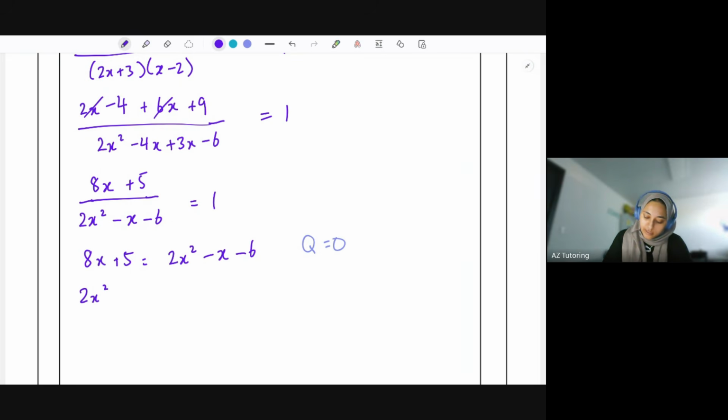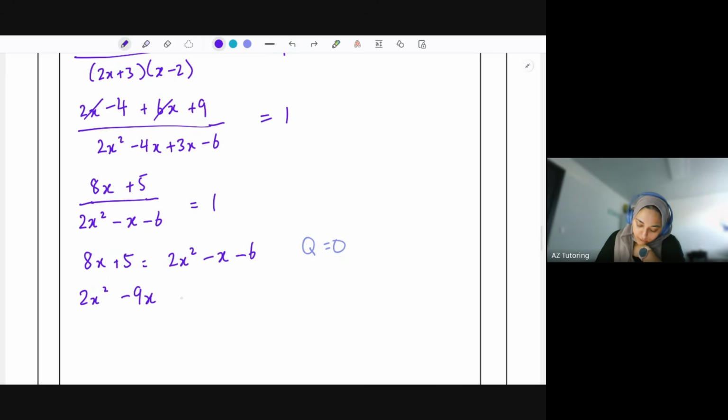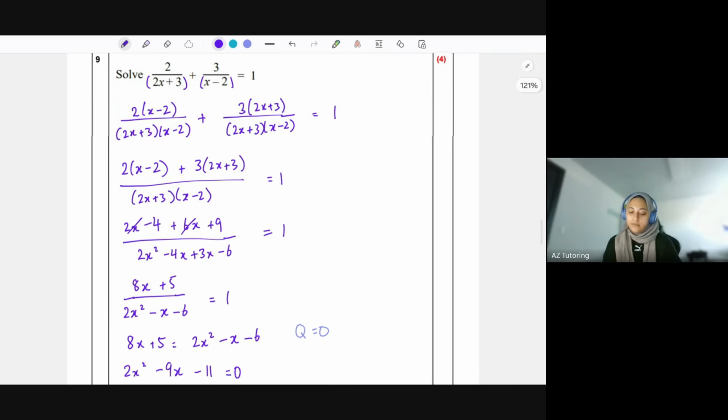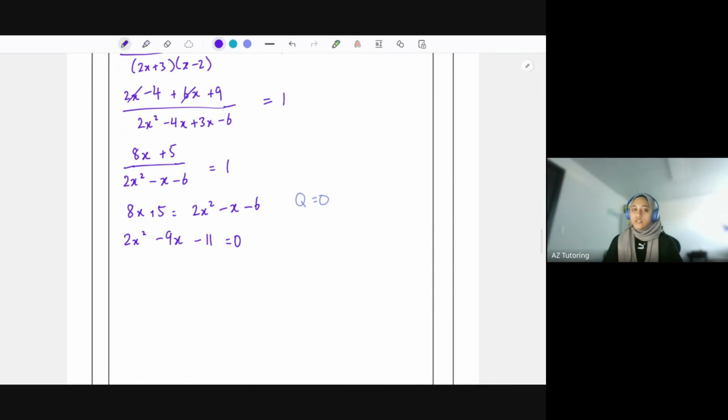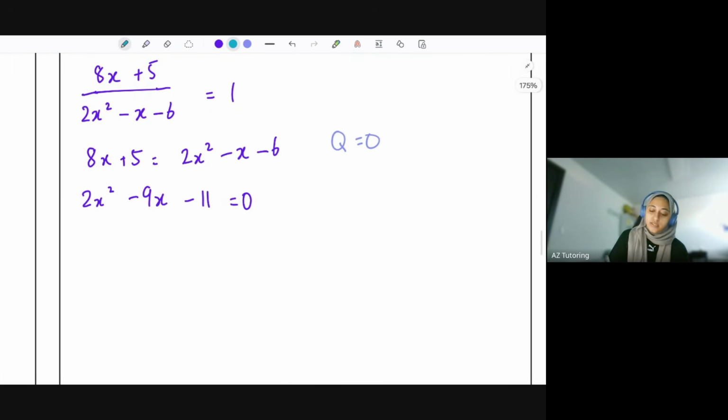So I get 2x squared. I've got minus x and I need to minus 8x, so minus x minus 8x is minus 9x. And then I've got minus 6 minus 5 because I'm bringing the 5 over to that side, and that just gives me minus 11. And that equals 0. So this is what I need to solve. You can use factorizing or you can use the quadratic formula. I'm going to use the quadratic formula just so I can show you how to use it. So there's practice there as well.